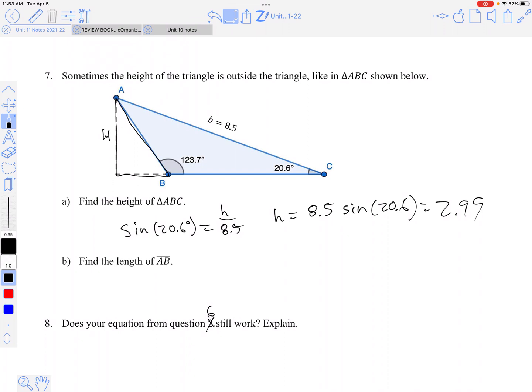And now I can find the length of AB pretty easily. So what I'm going to do is I'm going to actually find this angle right there. So I know that a straight line will add up to 180. So I know that this is 56.3. And then I can find the length of AB.